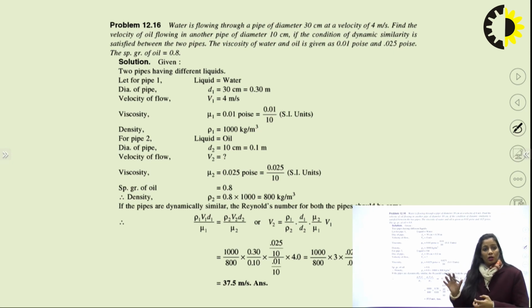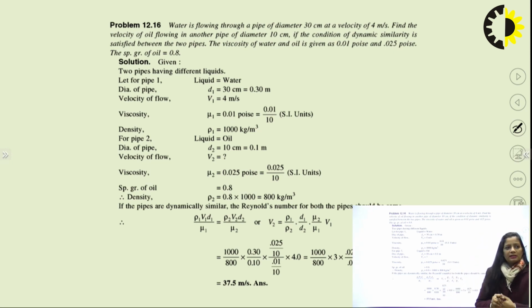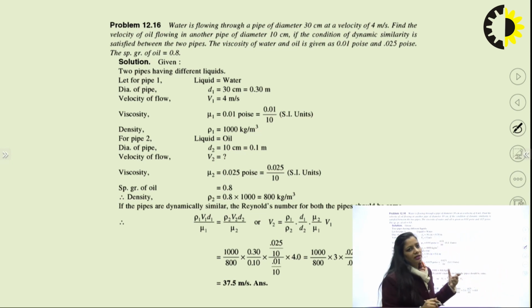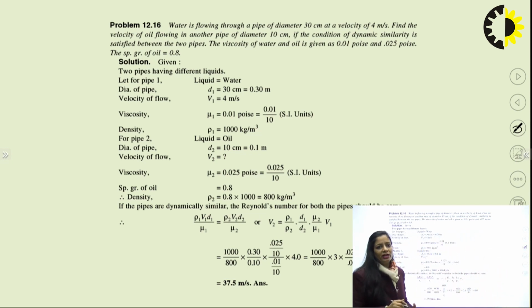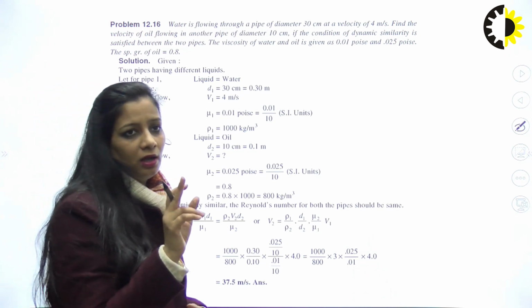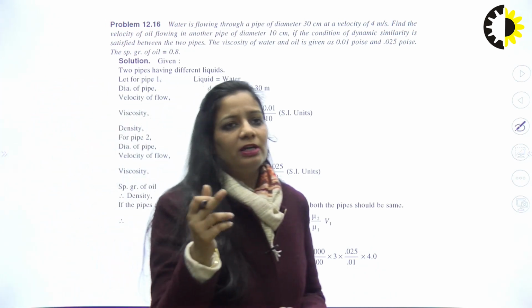model law. Now, this is an example of problem 12.16 of your book, R.K. Bansal. The question is saying water is flowing through a pipe of diameter 30 centimeter at a velocity of 4 meter per second. Now the diameter of the pipe is given, velocity is given. Find the velocity of oil flowing in another pipe of diameter 10 centimeter.